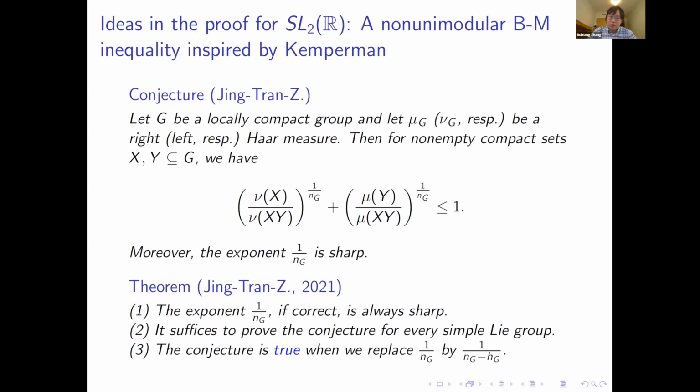And actually, our result is about this more general conjecture. So we show that the exponent, if it's correct, is always sharp. We also show that the conjecture can be reduced to simple Lie groups. And we also show that the conjecture is true if we replace 1 over n_G by 1 over n_G minus h_G. So n_G and h_G don't have to do with whether they are unimodular. So certainly a nice thing for us. But the important thing is that we are able to formulate this conjecture that is true in a lot of cases. And actually, as you can see, the best thing is that this conjecture helps us even if we wanted to deal with the previous conjecture. So it seems to be irrelevant, but it has to kick in at this point.